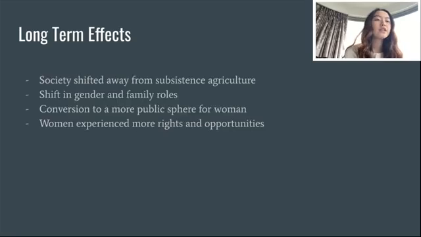In contrast, here's a brief overview of the long-term effects of the market revolution. The first one clearly being the shift away from subsistence agriculture as agriculture became commercialized. This established the foundation for the way we currently produce goods. Additionally, the shift in gender and family roles was a significant long-term effect, and the conversion to more public spheres initiated several reform movements. Many women fought for greater access to political and educational opportunities. They also protested working conditions, eventually initiating the labor movement.